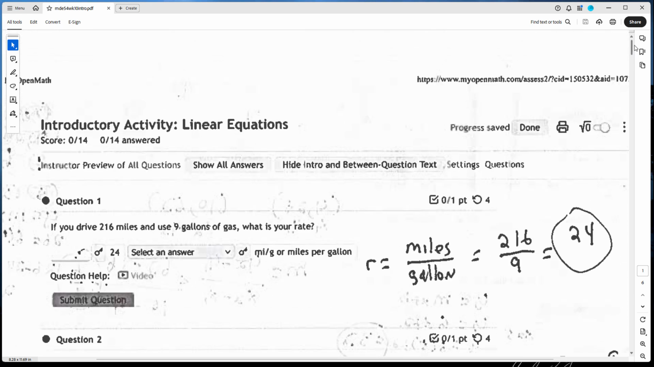This is week 10, Introductory Activity, Linear Equations. If you drive 216 miles and use 9 gallons of gas, what is your rate? The rate is going to be in terms of miles per gallon. In this case, we have 216 miles and 9 gallons, and you can divide that out, and you end up with 24.